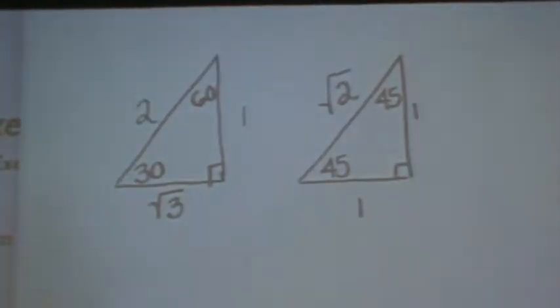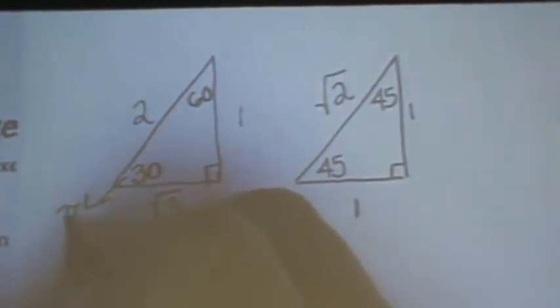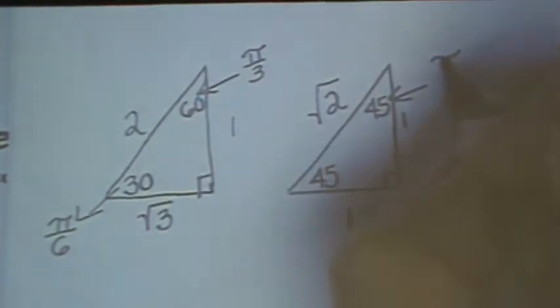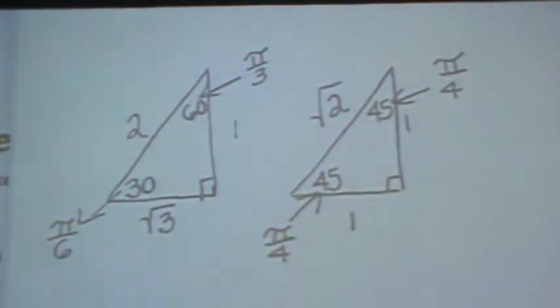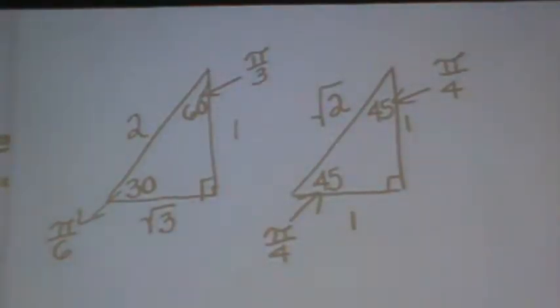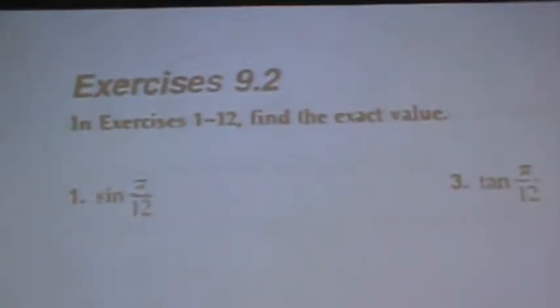Now you also need to understand that 30 degrees is pi over 6. 60 is pi over 3, and 45, of course, is pi over 4. This will help us when it comes time to taking these angles, and if they're in radian mode, we can easily find the ratio. Okay, so now the first question is asking you for the sine of pi over 12.